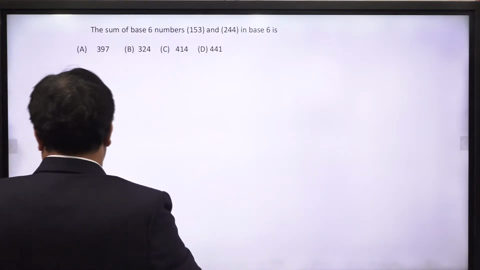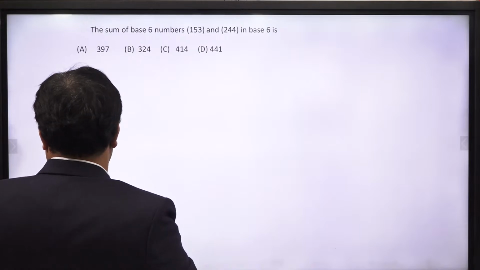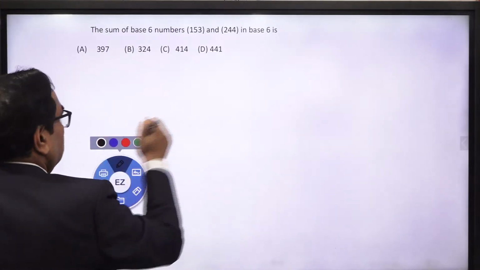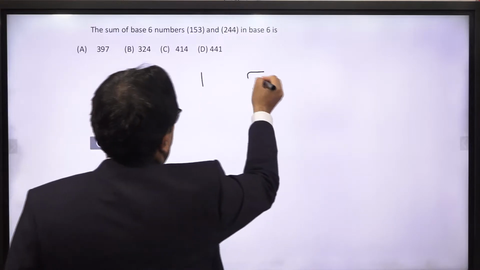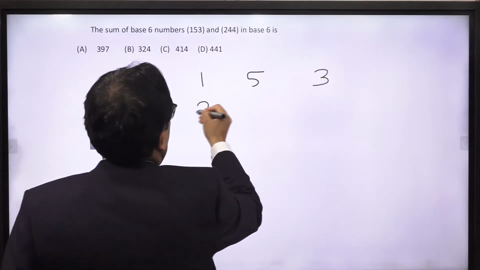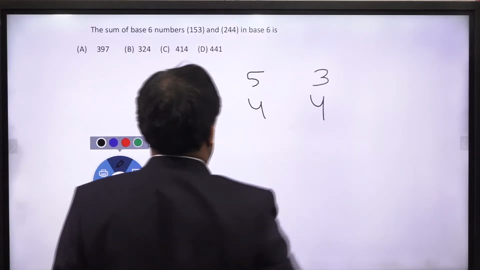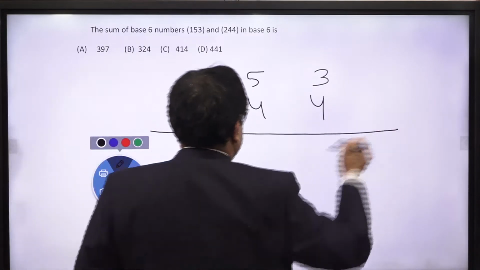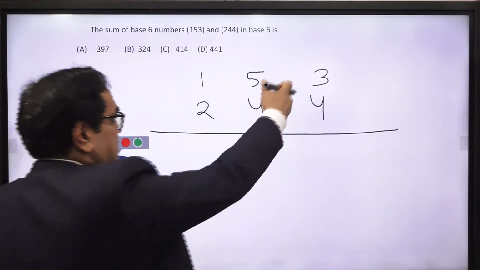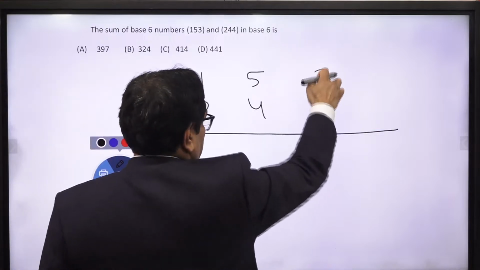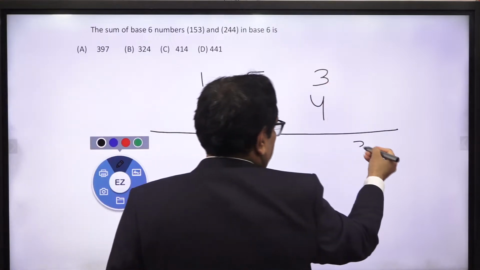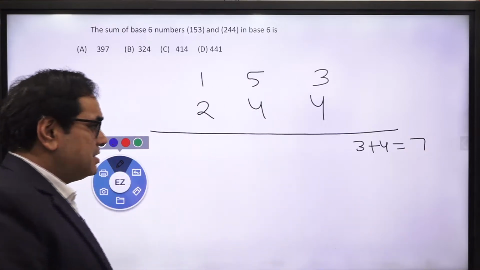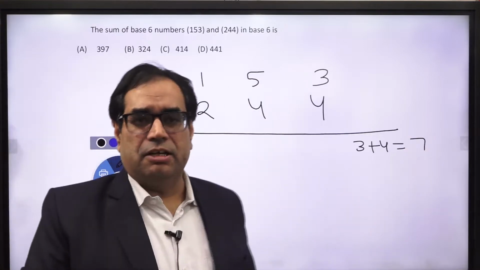We have numbers in base 6. So it is 153 and 244. We will write the two numbers like this. Now we will start adding from the right side. Now you know 3 plus 4, so 3 plus 4 is equal to 7, right? But in base 6 there is no digit 7.